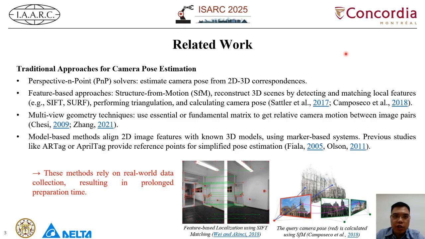This slide summarizes traditional approaches for camera pose estimation, including PnP solvers, feature-based methods like structure from motion, multi-view geometry techniques, or model-based methods. They all use local features extracted in real images to calculate the camera poses. Although effective, it takes time to collect reality data when using these approaches.